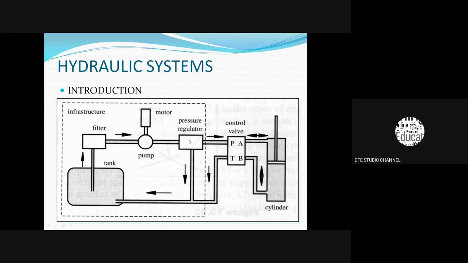After regulating the pressure, fluid goes to the direction control valve, DC valve. DC valve is having number of ports. Here, P is nothing but pump port, T is the tank port, A and B are two ports connected to the ends of actuator. They are called working ports.